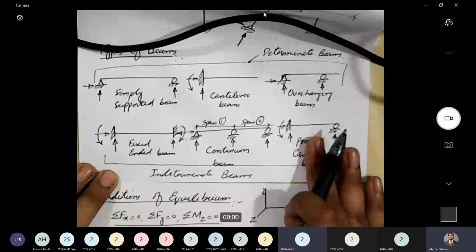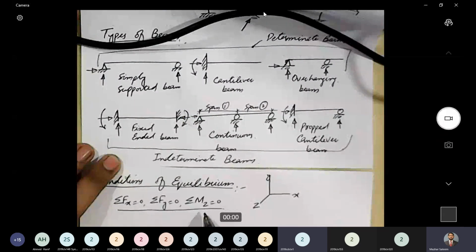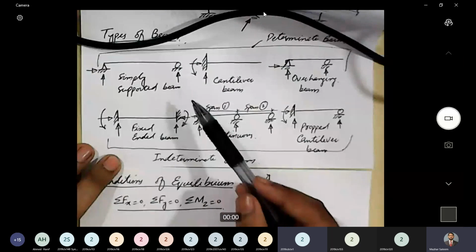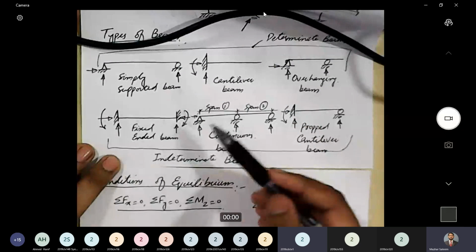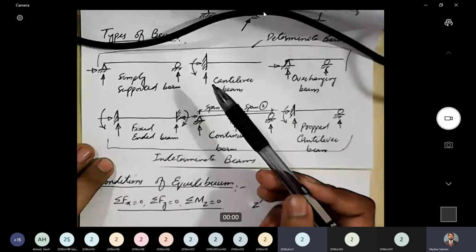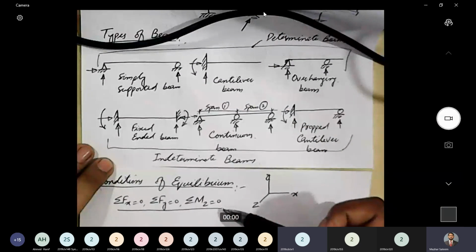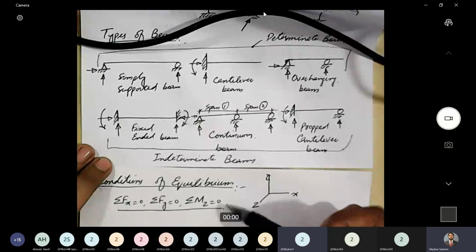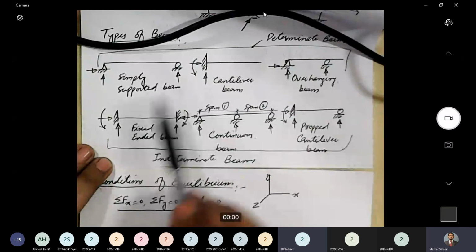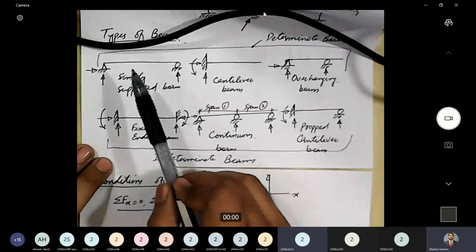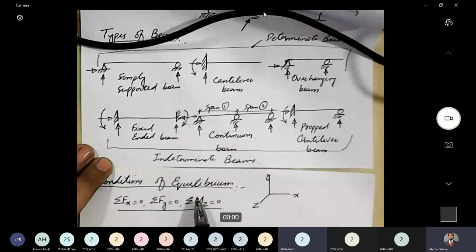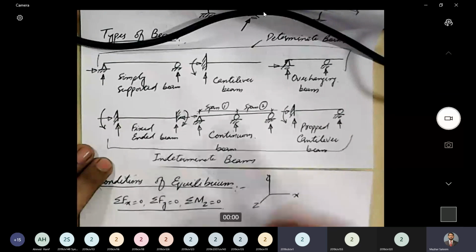And what are those 3 equations? Sigma Fx equal to 0, sigma Fy equal to 0, and sigma Mz equal to 0. So if we have a beam in which there are 3 unknowns, then we can find out the unknown reactions using these 3 equations. And if that is the case, then that beam is a determinate beam. For example, a simply supported beam: 3 reactions, or in other words, 3 unknowns and 3 equations. So we can analyze the system.